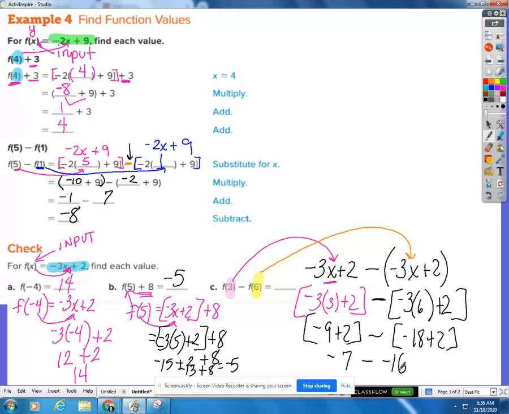And so we now have a double negative. If I subtract negative 16, that double negative becomes a plus. Negative 7 plus 16. I owe 7. I have 16. So I would have $9 left after paying someone back. Okay, so that's example 4.